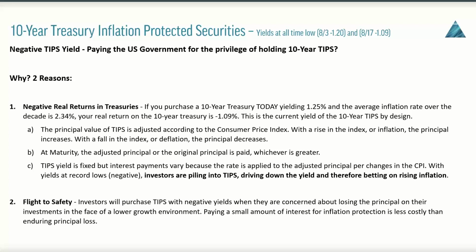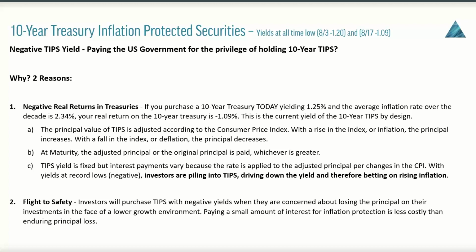The current 10-year TIPS yields represent the real inflation-adjusted return on the 10-year Treasury. So if TIPS are yielding negative 1.09% like they were yesterday, and the 10-year Treasury was 1.25% like it was yesterday, then the average inflation rate expected by the market is 2.34% over the next 10 years. So let me repeat that, okay? The current 10-year TIPS yield represents the real inflation-adjusted return on the 10-year Treasury.